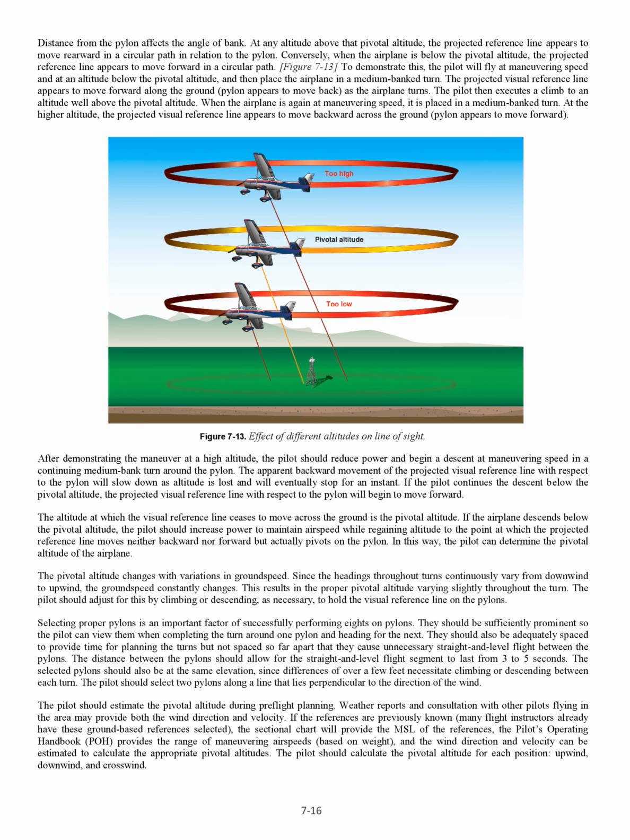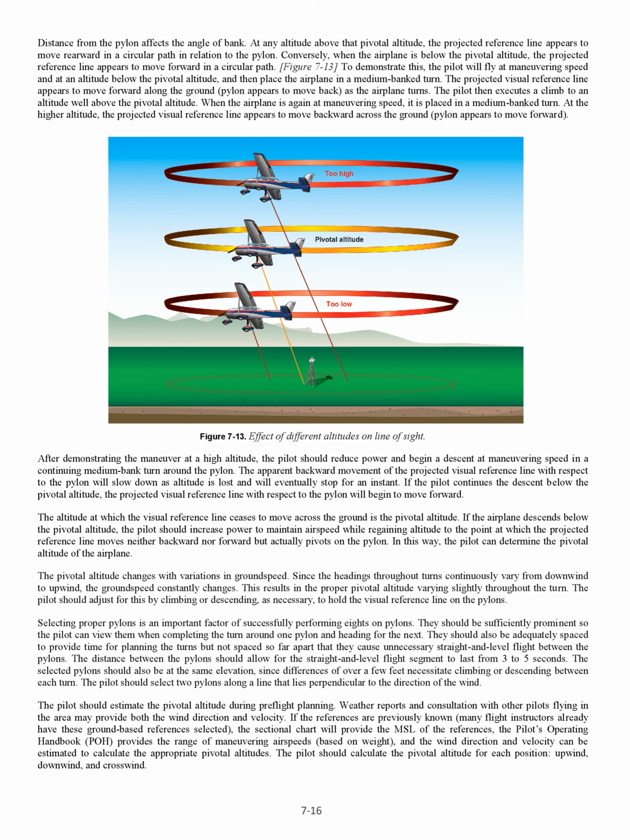After demonstrating the maneuver at a high altitude, the pilot should reduce power and begin a descent at maneuvering speed in a continuing medium bank turn around the pylon. The apparent backward movement of the projected visual reference line with respect to the pylon will slow down as altitude is lost and will eventually stop for an instant. If the pilot continues the descent below the pivotal altitude, the projected visual reference line with respect to the pylon will begin to move forward.